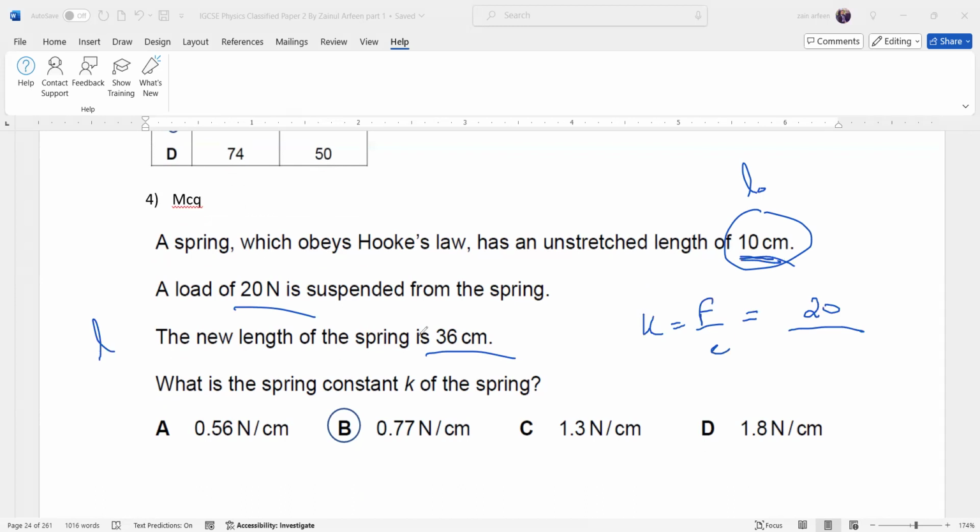It was 10 centimeters long, but now it is 36 centimeters, so it has extended by 26, because the extension is always the new length minus the original length. So when we take the difference, it's 26. So 20 divided by 26 will be 0.77 Newton per centimeter. So B will be the right answer for this. Is it clear, this one? Yes, sir. So these are some questions related to the topic of forces.